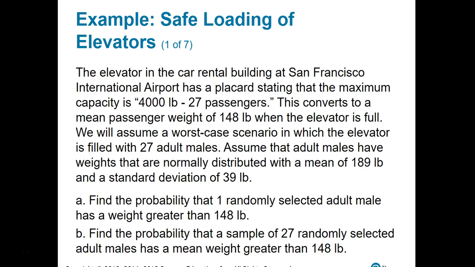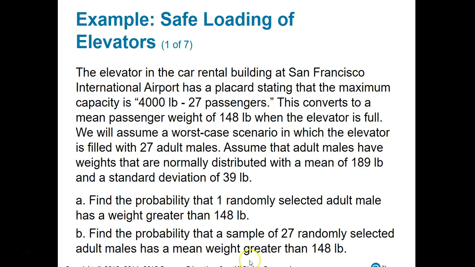Assume that adult males have a weight that is normally distributed with a mean of 189 pounds and a standard deviation of 39. Find the probability that one randomly selected adult male will have a weight greater than 148.